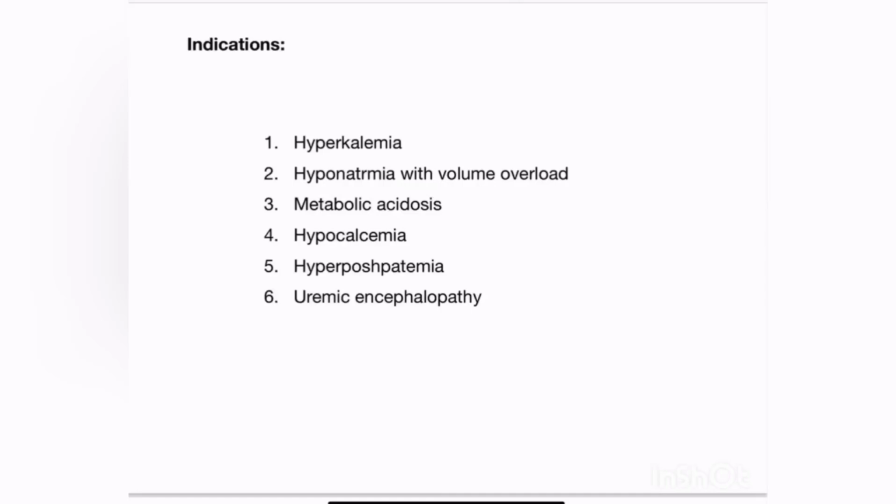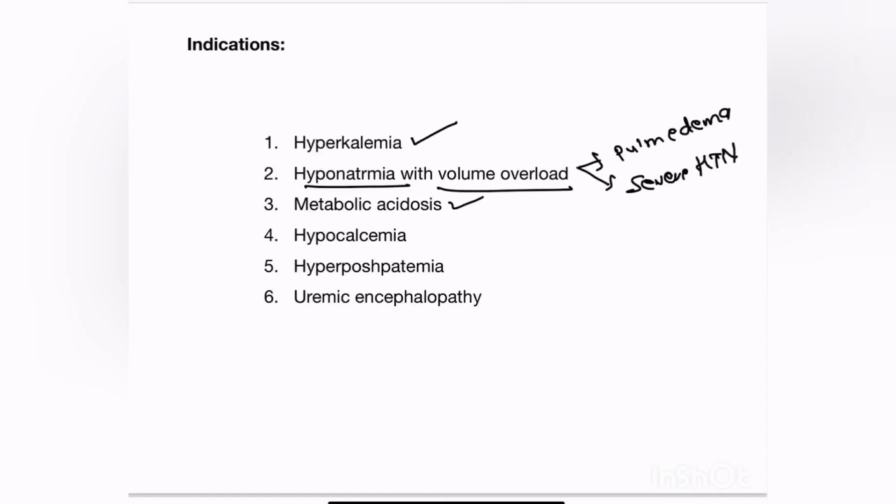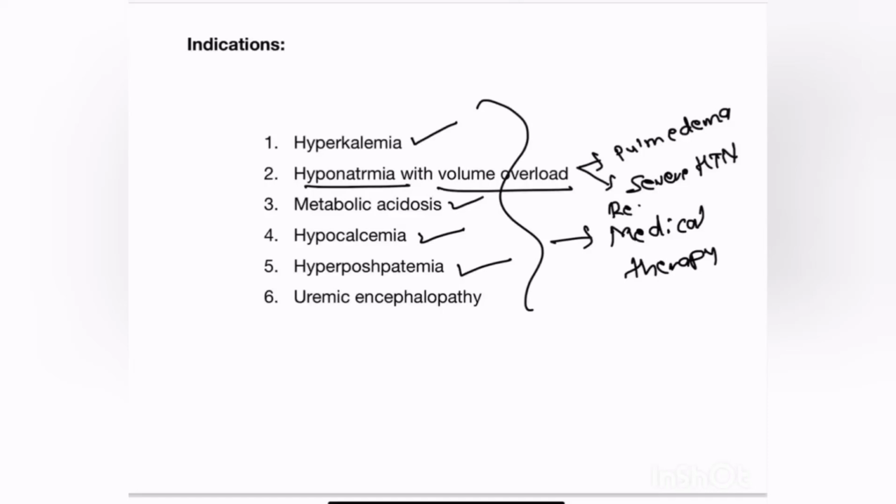Next, coming to what are the indications for peritoneal dialysis? Indications for peritoneal dialysis include hyperkalemia, hyponatremia with volume overload, conditions like pulmonary edema and severe hypertension, and persistent metabolic acidosis, hypocalcemia, hyperphosphatemia, refractory to medical therapy, then uremic encephalopathy. So these all are the indications for peritoneal dialysis.